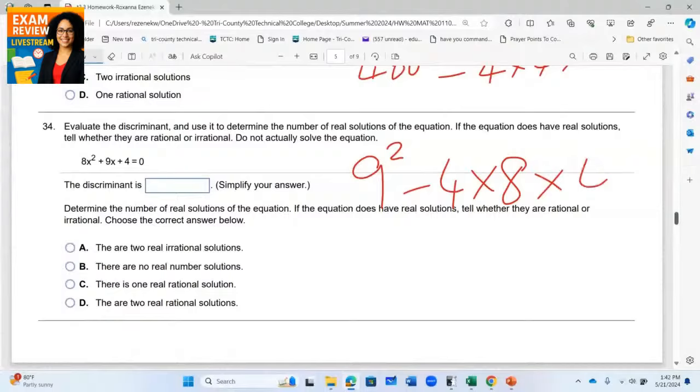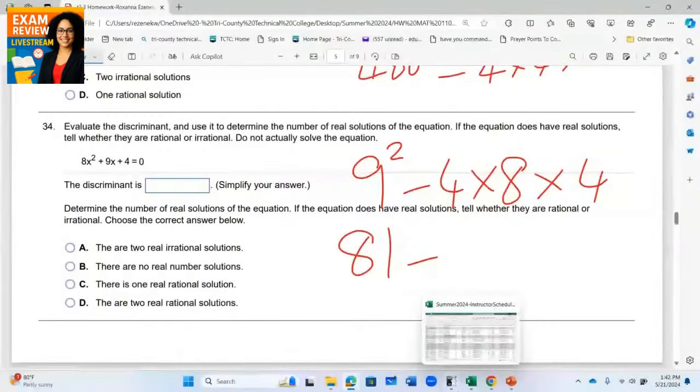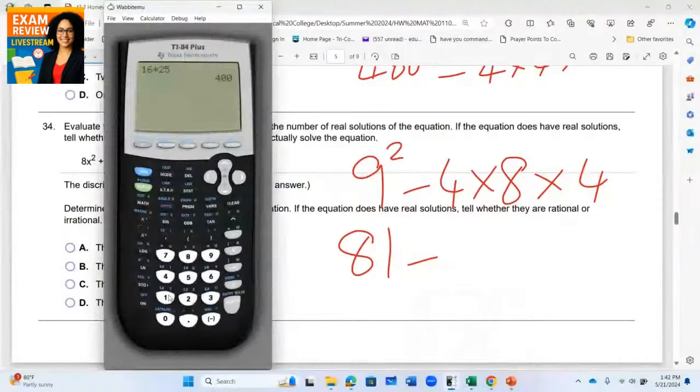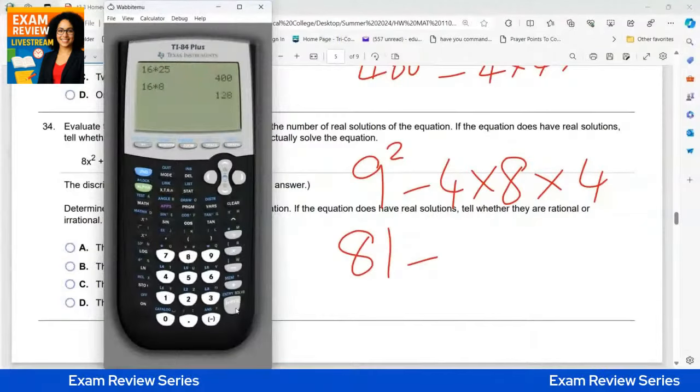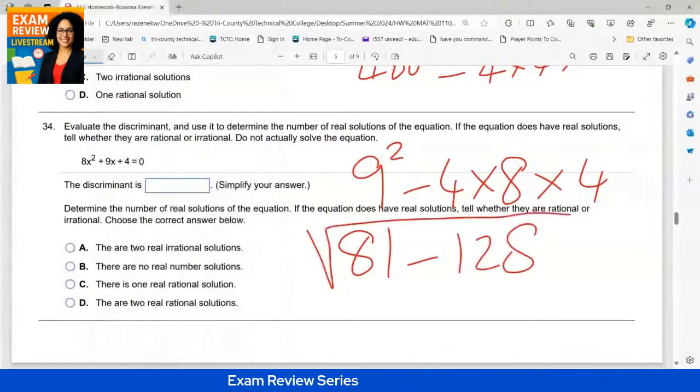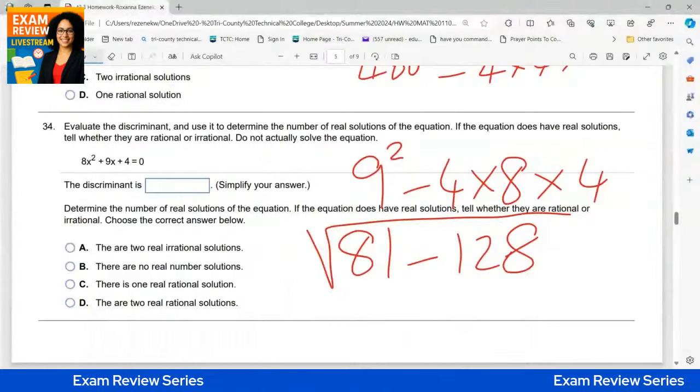All right, so the discriminant here is b squared, so 9 squared minus 4 times a is 8 times c is 4. 9 squared is 81 minus, so let's get a calculator, 16 times 8. And we have 128. So 81 minus 128, you already know that the value inside the radical sign is negative. Therefore, you have two imaginary solutions. I hope you agree.